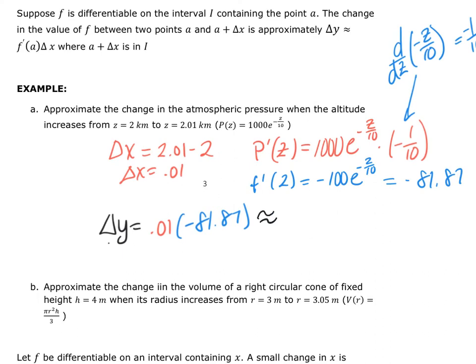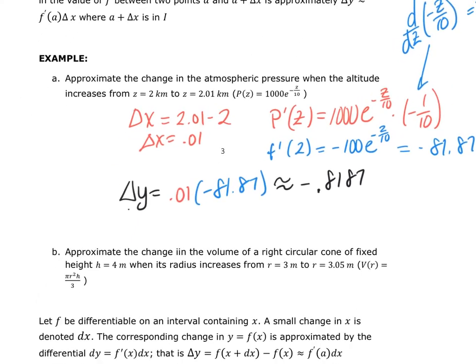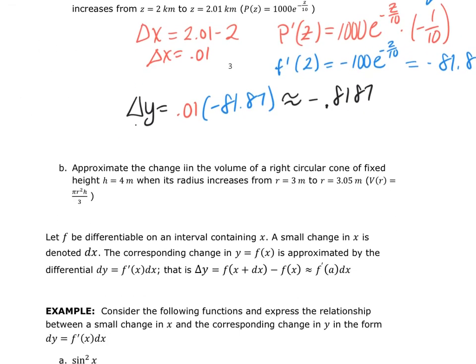So it is negative 0.8187. That's it. That's all you have to do on these. This is not bad. So which one of these would you like to do? Well, you got to do B. Look at that. Please do B.